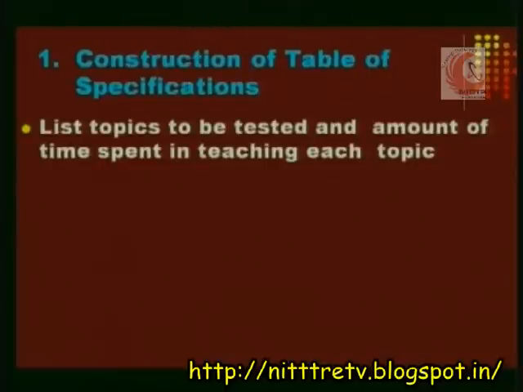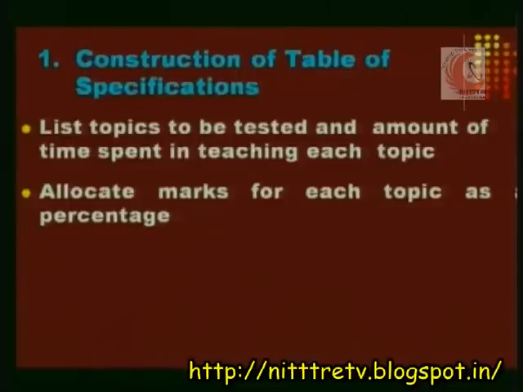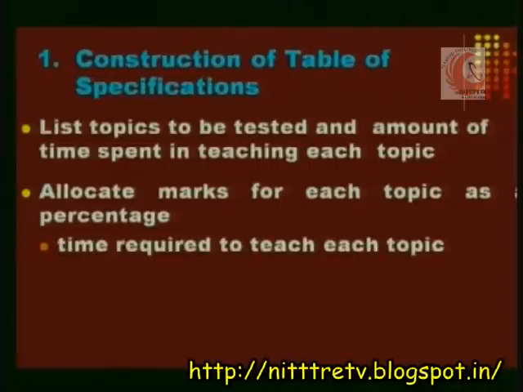So, for constructing this table, we first of all list the topics to be tested and amount of time spent in teaching each topic. So, allocate marks for each topic as a percentage, that we have done right now, time required to teach each topic. Point is whether we retain this or we modify it. At some instances, some places we have to modify it also.